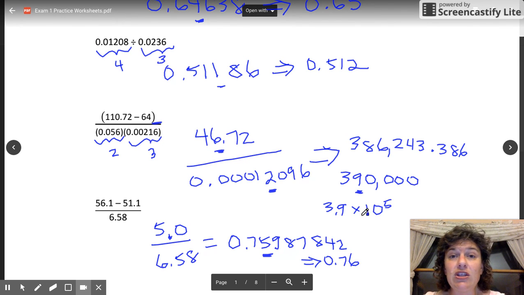So you have to just be really careful of the rules for significant figures. When you have multiplication and division, then you keep the lowest number of significant figures. When you have addition and subtraction, then you keep the lowest number of decimal places. But it gets a little tricky when you're combining both.